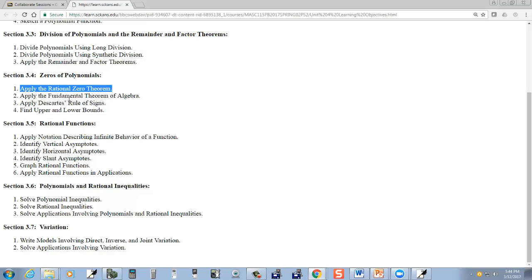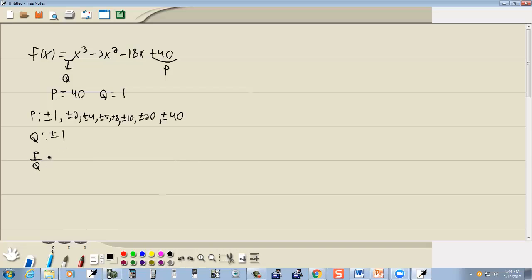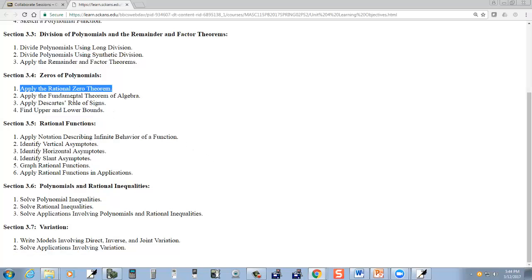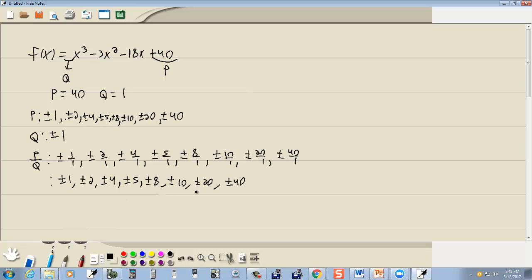Now the rational zero theorem says all of our possible answers are given by p over q. So we take each value of p here and put it over each value of q. So we're going to have 1 over 1, 2 over 1, 4 over 1, 5 over 1, 8 over 1, 10 over 1, 20 over 1, and 40 over 1. Which gives us plus or minus 1, plus or minus 2, plus or minus 4, plus or minus 5, plus or minus 8, plus or minus 10, plus or minus 20, and plus or minus 40. So this gives us all of our possible answers. Somewhere in here are our real answers. Now what we do is we take each one of these values.